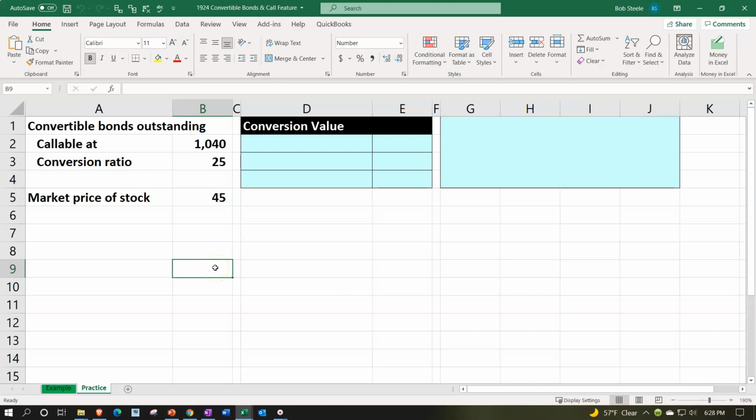Here we are in our Excel worksheet. If you have access to the Excel worksheet and would like to follow along, note that we're in the practice tab as opposed to the example tab, the example tab, in essence, being an answer key. Information on the left-hand side, populating that information into the blue area on the right-hand side.